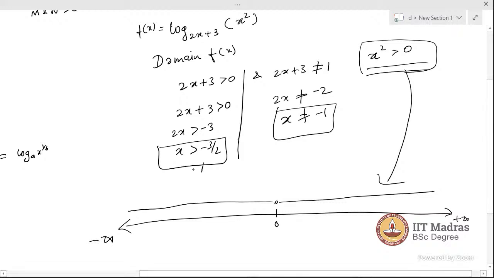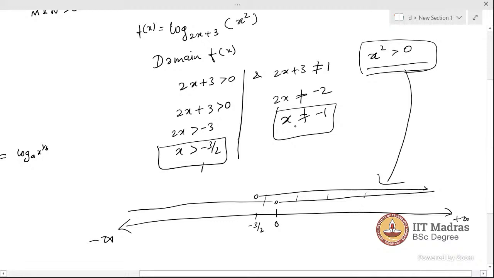So -3/2 means it's something like -1.5. Let's say it was somewhere here. So this is -3/2, and it is not included, so x has to be greater than that. That means our graph has to be something like this. Now we have a common region. Which are those common regions? These parts. Now let us see what all we can have.